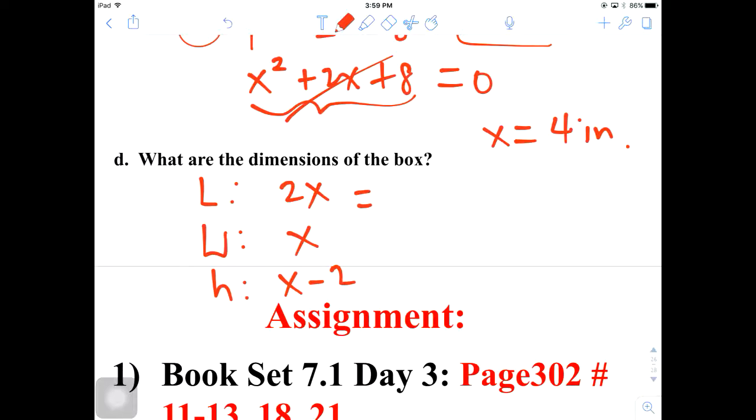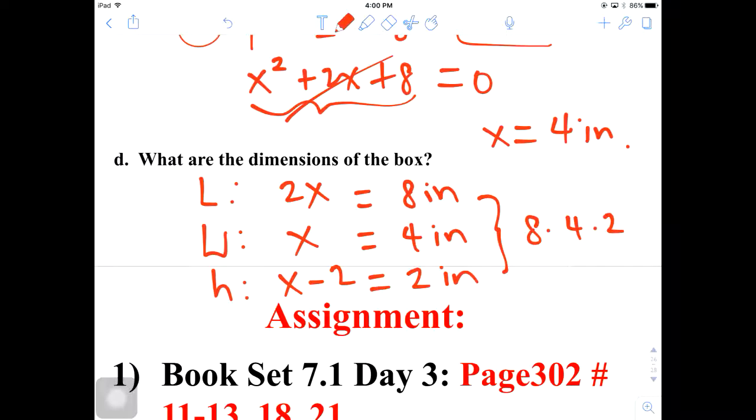And so the length is actually 2 times 4, which is 8 inches. And the width is 4 inches. And the height is 4 minus 2, which is 2 inches. And if you multiply that together, 8 times 4 times 2, that is actually 64 cubic inches. So that is how we know that the dimension is 8 by 4 by 2 inches. And that is the end of the problem.